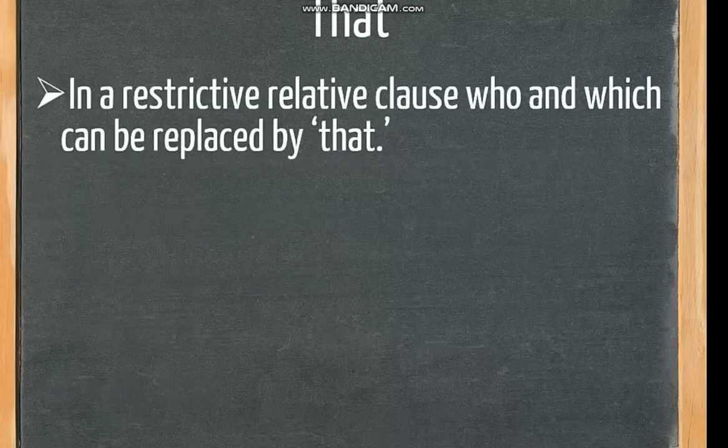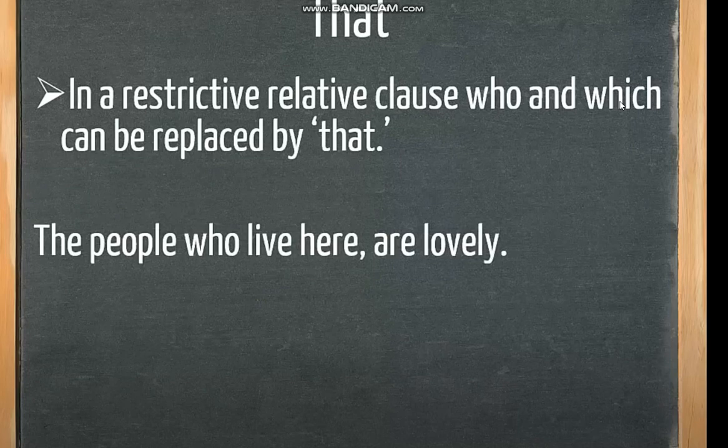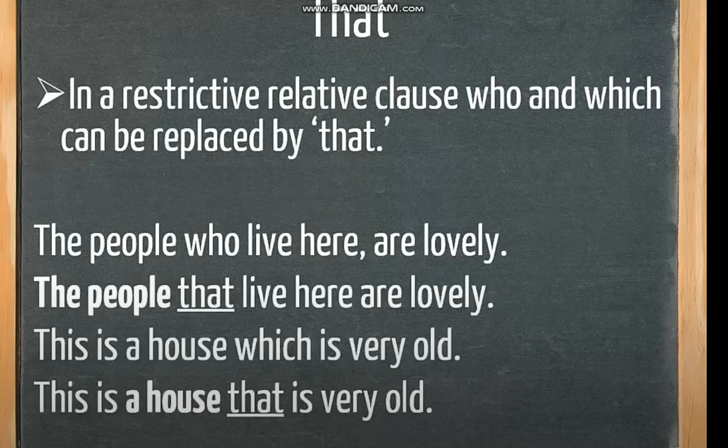In a restrictive relative clause, who and which can be replaced by that. I repeat, students, in a restrictive relative clause, who and which can be replaced by that. The people who live here are lovely. Look, here the sentence can be, the people that live here are lovely.